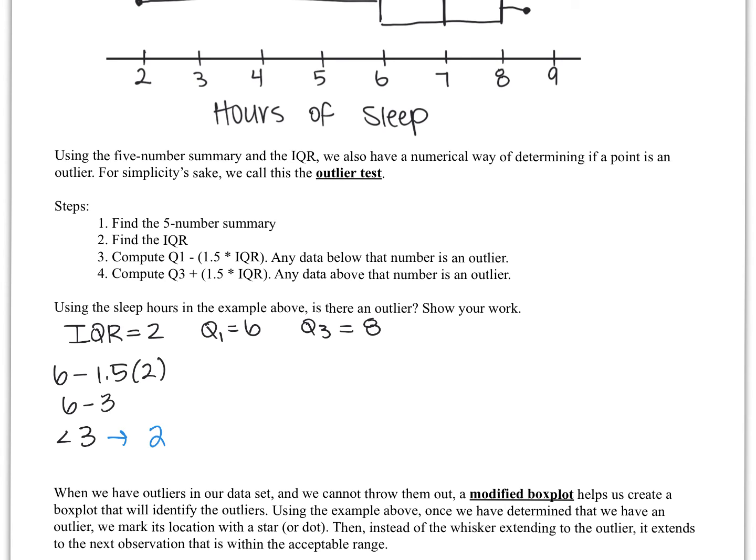Now we're going to do it with our upper. So quartile 3, 8, plus 1.5 times the IQR, which is 2, which gives us 8 plus 3, which is 11. So now I'm looking for any number bigger than 11. And our biggest number was 8.5. So there's no outlier that comes from that. So 2 is the only outlier.